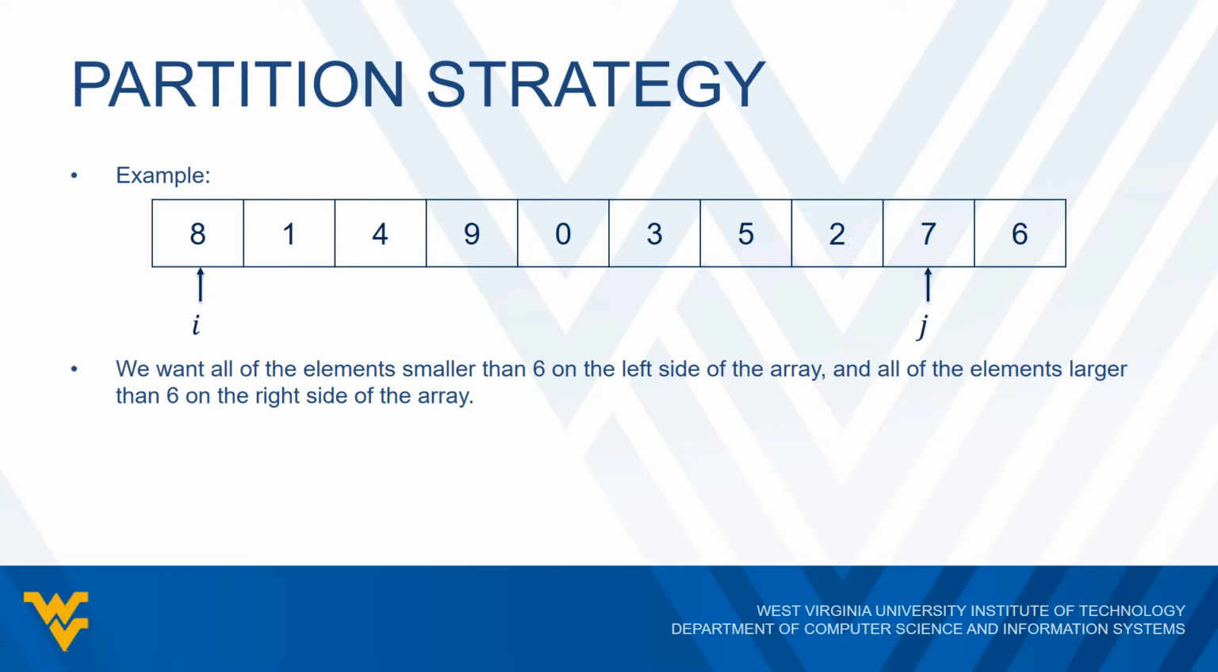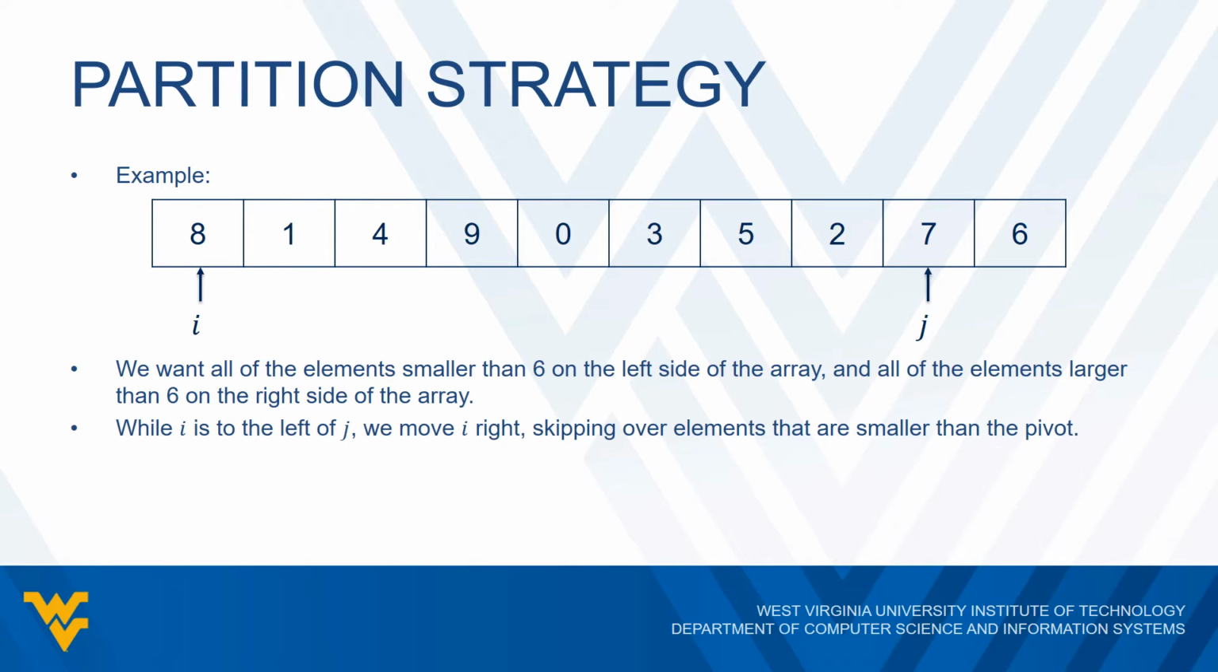So the way we're going to do this is, while i is to the left of j, we're going to keep moving i to the right by 1 place. And we're going to skip over the elements that are smaller than the pivot, because if it's smaller than the pivot, then it's already on the left side. And we're going to do the same thing for j. We're going to move j to the left, and we're going to skip over the elements that are larger than the pivot, because those elements are already on the right side of the array.